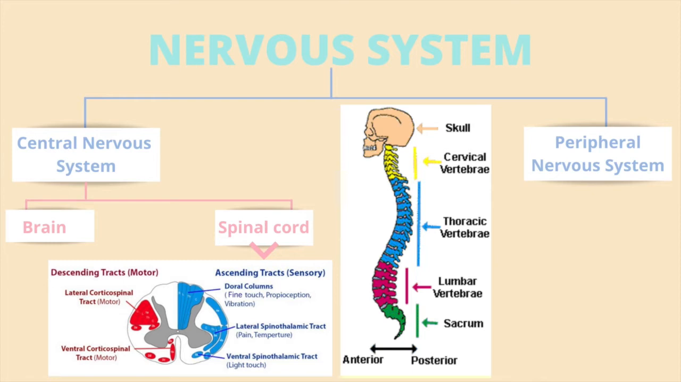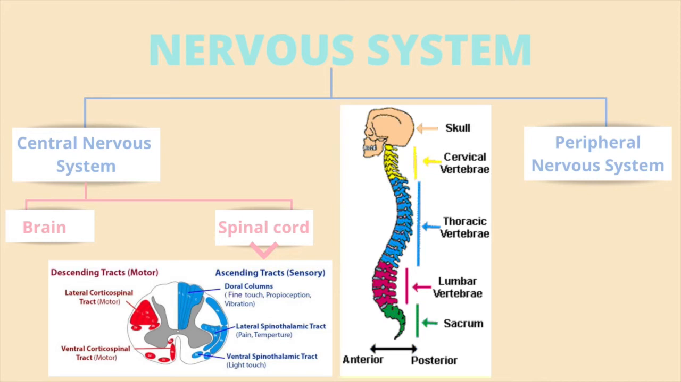Transmission of nerve impulses. Neurons in the white matter of the spinal cord transmit sensory signals from peripheral regions to the brain and transmit motor signals from the brain to peripheral regions. And of course, spinal reflexes. So we do have the ascending tract, which is for sensory, and descending tract for motor.